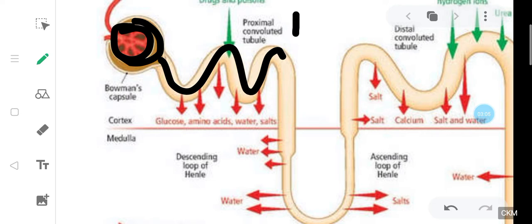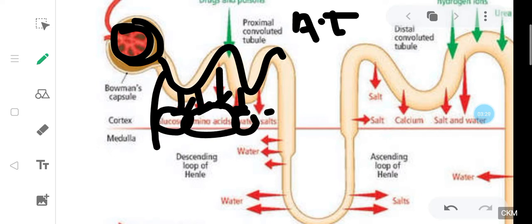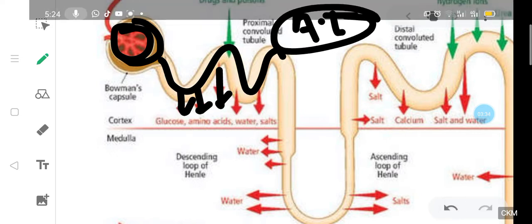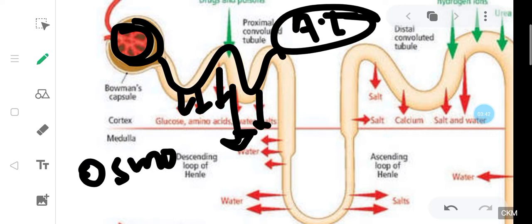If you remember, I have told you before that with the help of active transport, the salt is removed and reabsorbed back into the body, as well as glucose, amino acid, water and salt, which are reabsorbed back into the blood vessels. The salt, glucose and amino acid are reabsorbed into the blood vessel with the help of active transport, while the water is reabsorbed back into the blood vessel by simple osmosis.